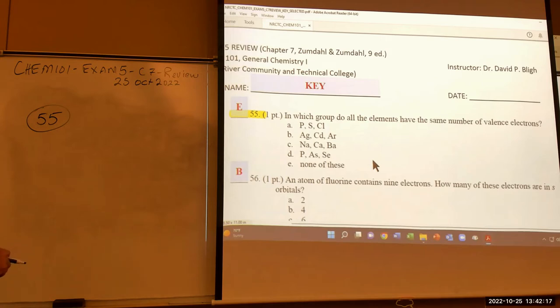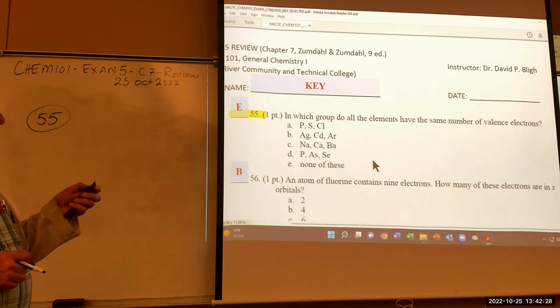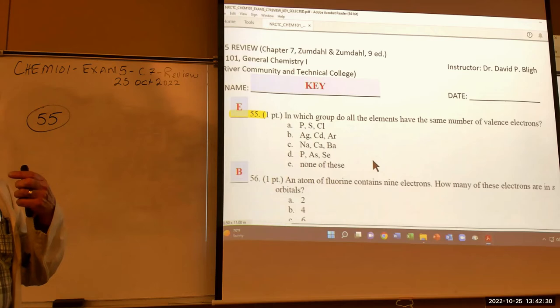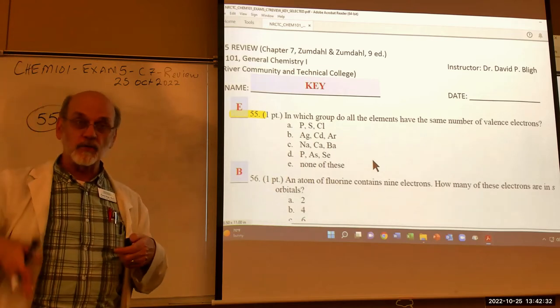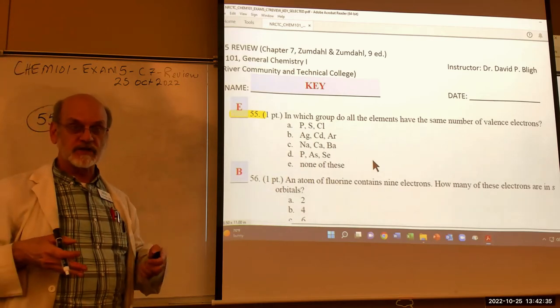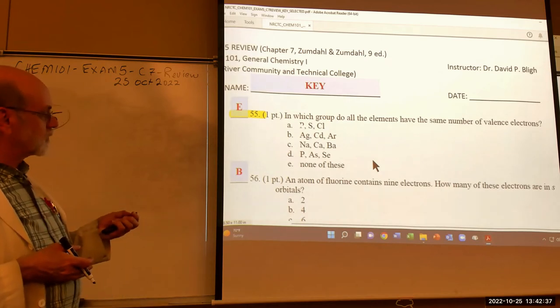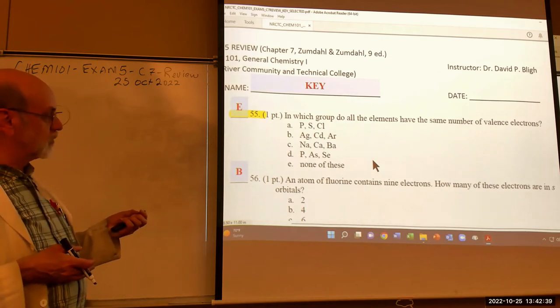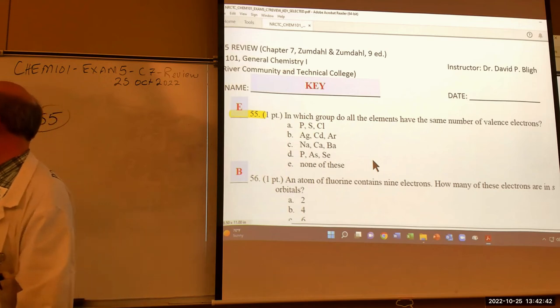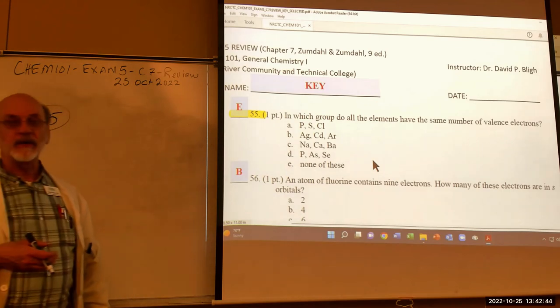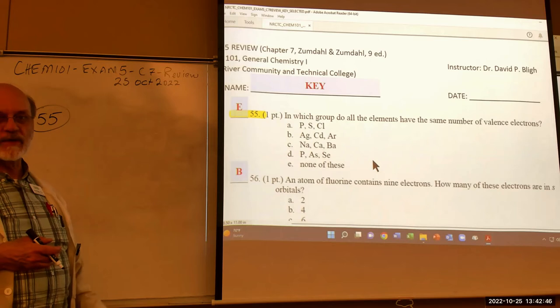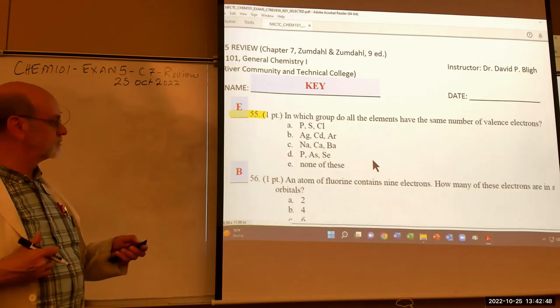In which group do all the elements have the same number of valence electrons? Okay, how do we answer this one? First of all, if they're going to have the same number of valence electrons, they have to be in the same family. They have to be the same group. That's the first condition, right? Phosphorus, sulfur, and chlorine, those are not the same group, right? They're in the same period, not the same group. So they won't have the same number of valence electrons. So you can throw A out.